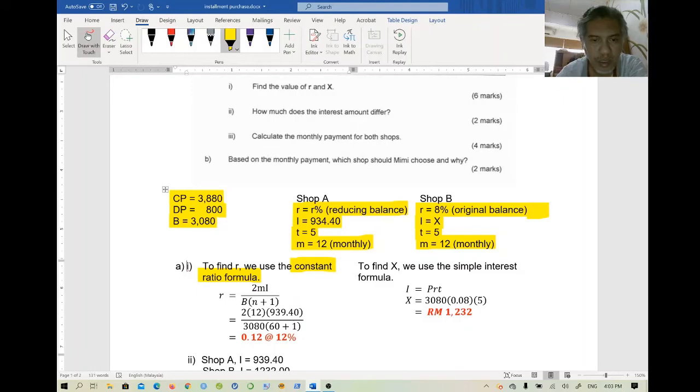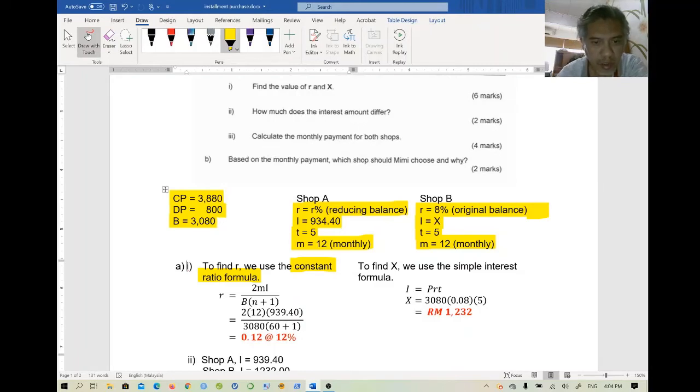On the numerator you have 2mI, where I is the interest that was given earlier, that is 934.40. The value of m here is based on the mode of payment. In this case m is equal to 12 because it's a monthly basis. The value of m depends on the mode of payment, whether monthly, daily, weekly or otherwise. If it is monthly, then m takes the value 12, but if it is on a weekly basis, then m takes the value 52 in this case. Okay.